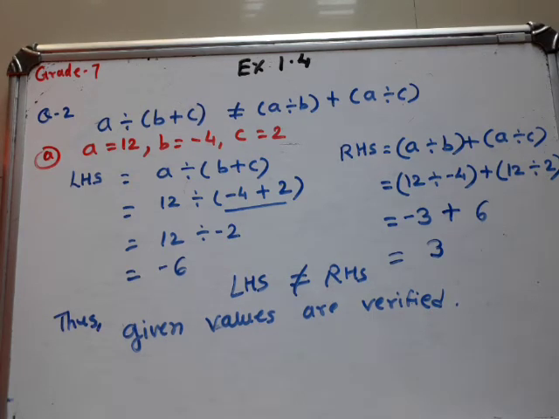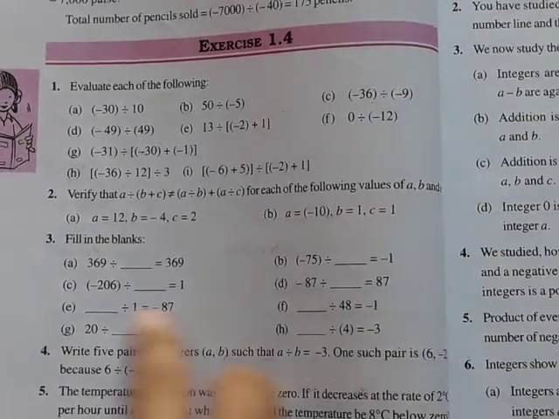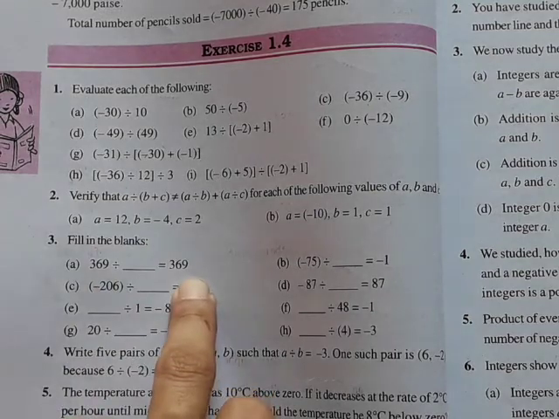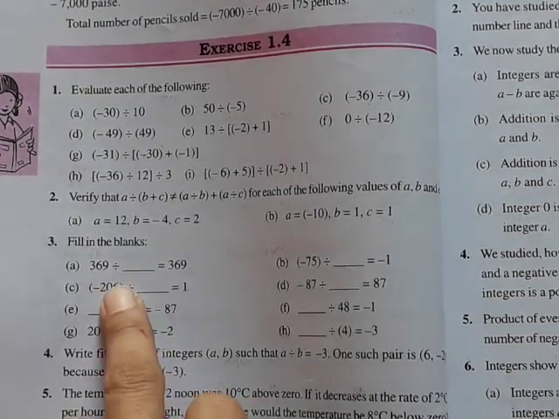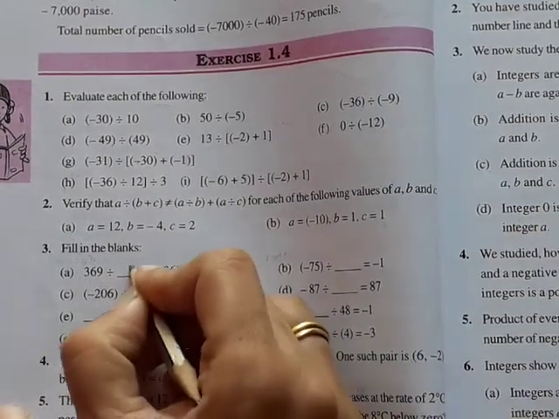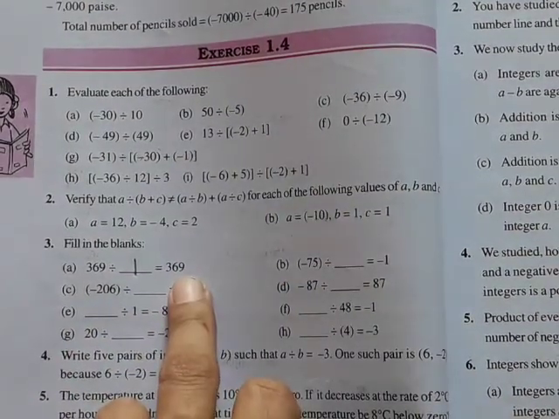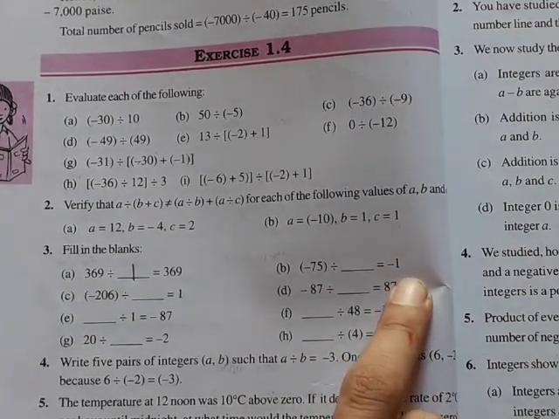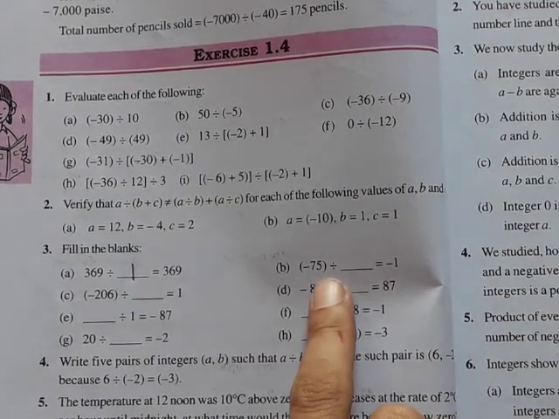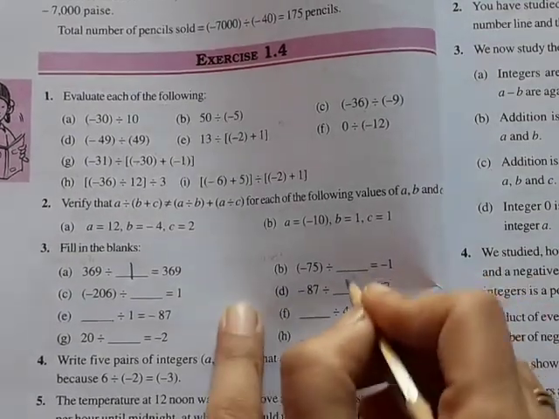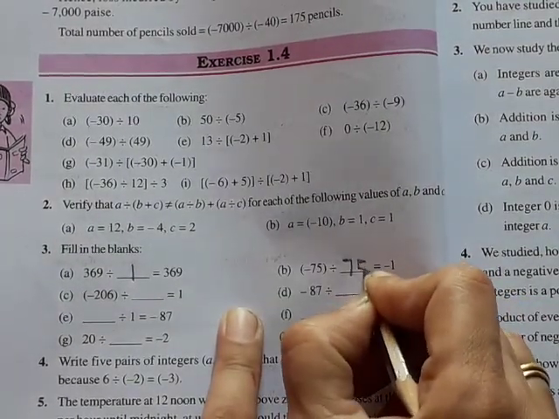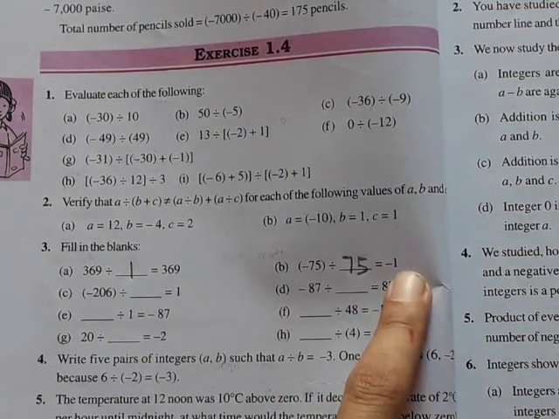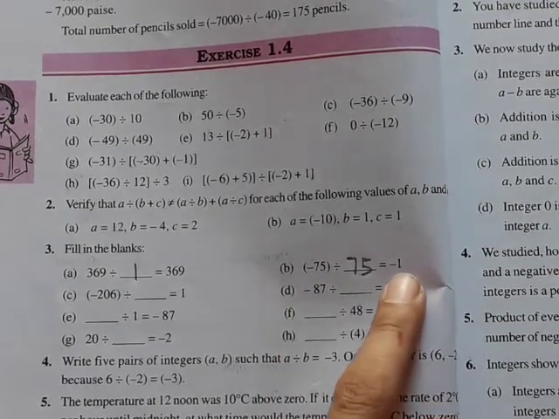Now we see the third question. Your third question is fill in the blanks. See here 369 and again here 369. So which number is here? Suppose here we divide by 1, we get the same number again. See here 75, and here we get minus 1. Which number is here? 75 ones are 75, and here a minus sign, so here we get a positive integer, that is 75.